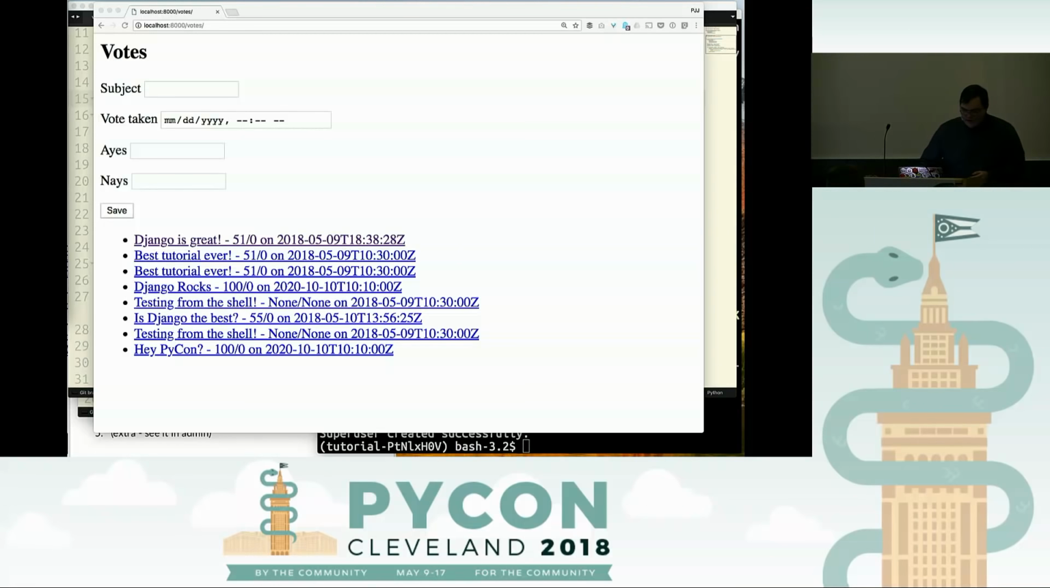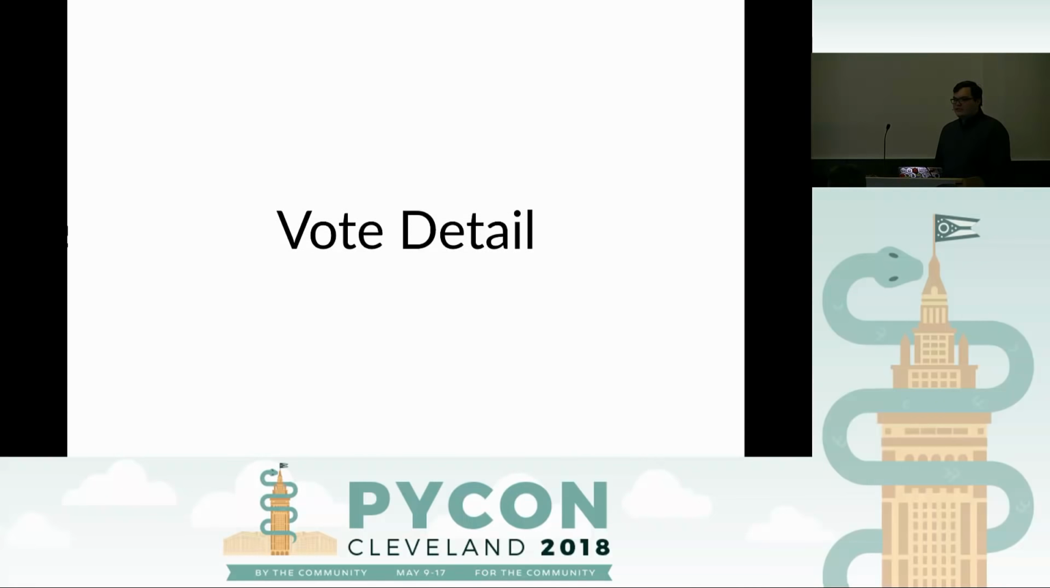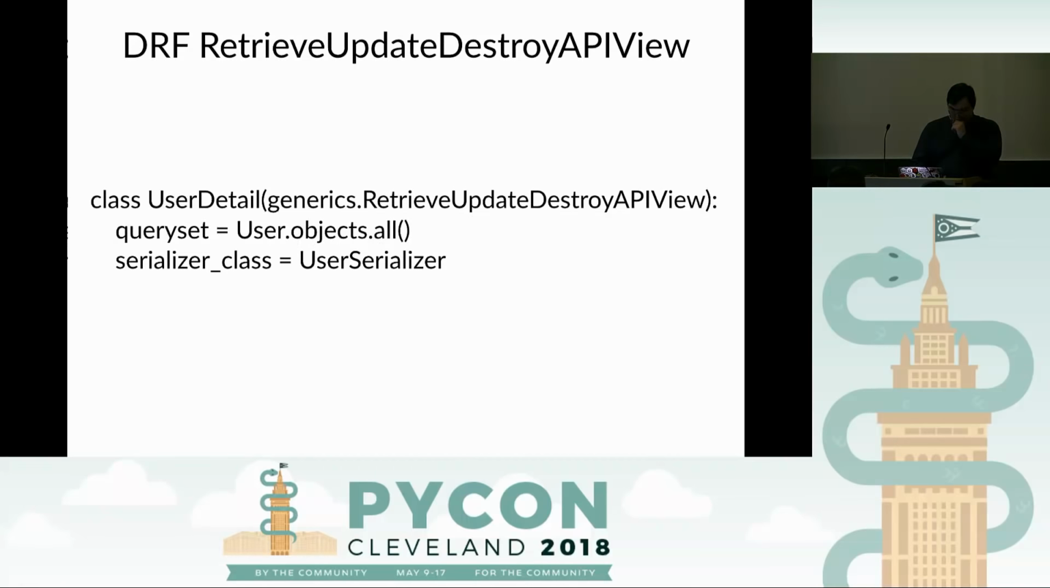Cool. Now we get to do basically the same exercise, and so that's why we're going to have a little less time for it, and that is doing a vote detail view. The cool thing is we already have the links pointing at it in our vote list view, but now we need to actually wire those links up to a view that we create in our backend. To do that, we're going to use the second of the two generic views we're using for this tutorial, the retrieve, update, destroy API view.